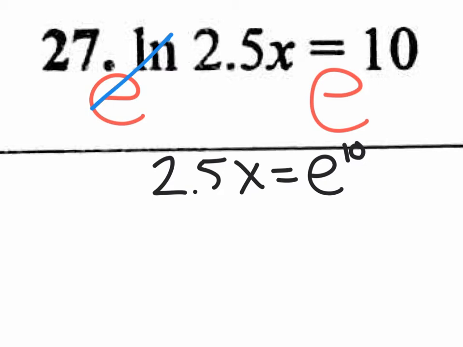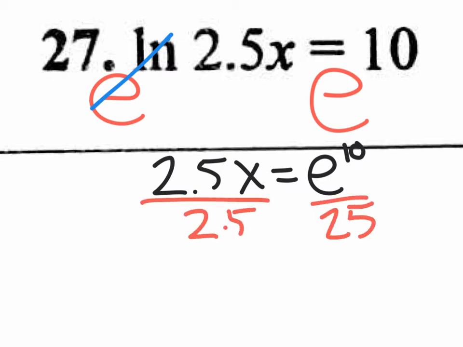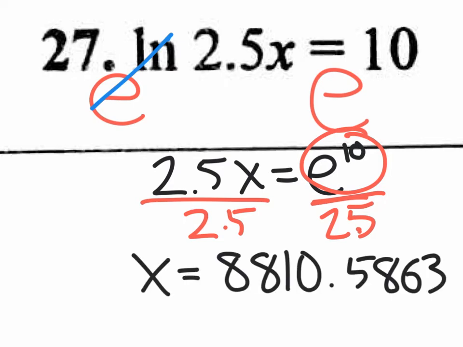So e to the 10, you could actually do that on the calculator. You're going to get an irrational number. And after that, to get the x by itself, you're going to divide by 2.5. So what I would do is do e to the 10 first, hit equal, get a crazy decimal, and then I would hit the divided by, and then 2.5. Hit equal, that'll be your final answer. And you should get 8,810.58631. So you just leave the 3 right there, if you're rounding to 4 decimal places.